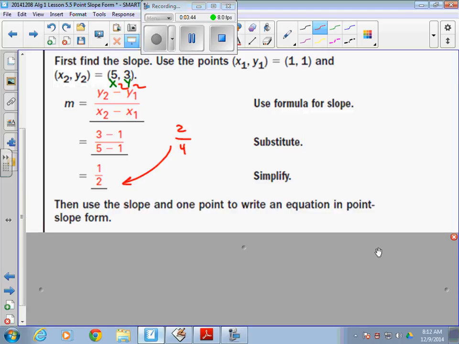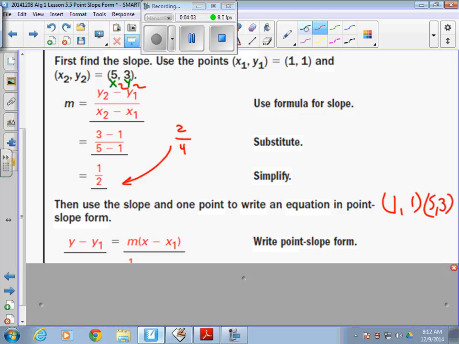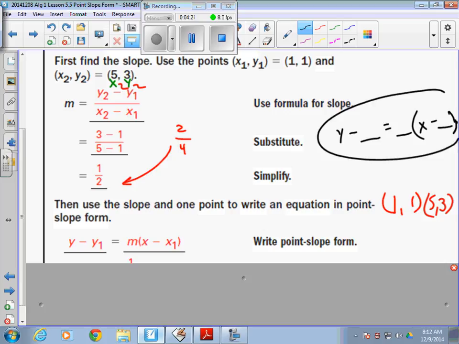Now this next part is the new part. It says then use the slope and 1 point. So you had 2 points. One of them said 1, 1. The other one said 5, 3. You're going to pick one of those, and both of them are equally easy. And then you're going to write the equation in point slope form. This is how you write point slope form. You put y minus something equals something times x minus something. And remember, we know what all of those somethings are. I'm just leaving them blank for a second to let you know that this is going to be the same every time.